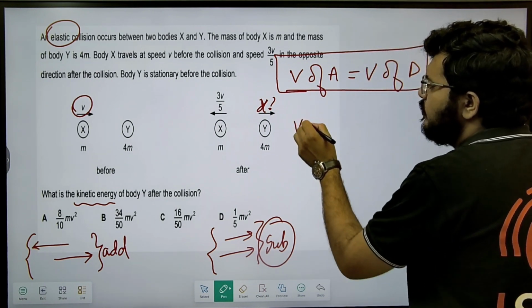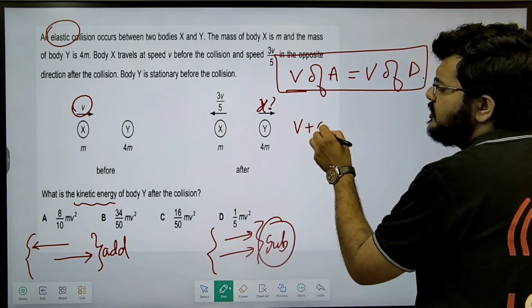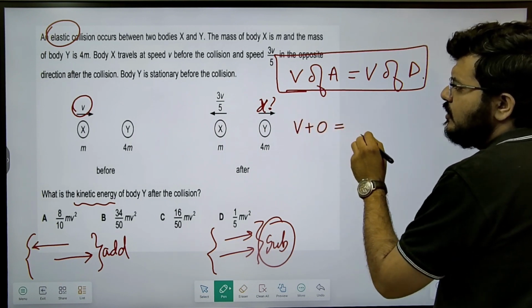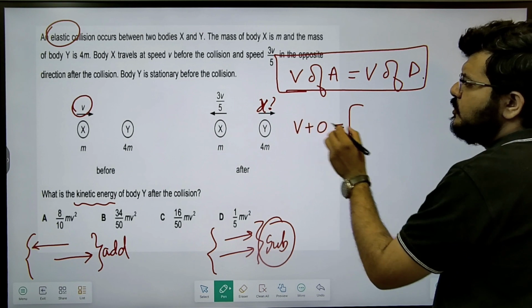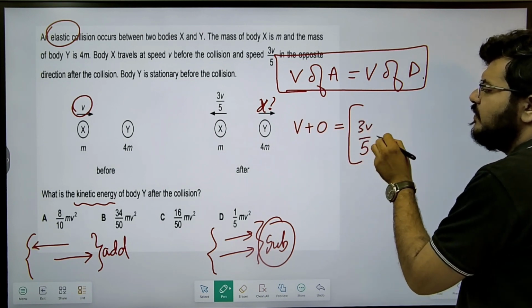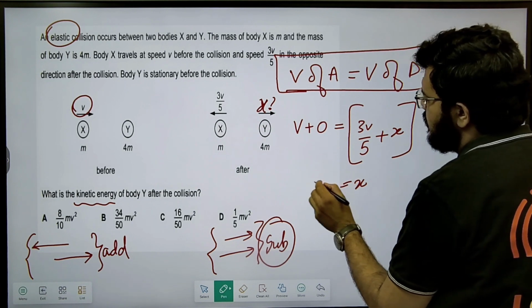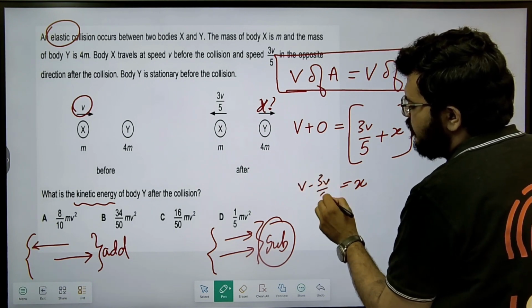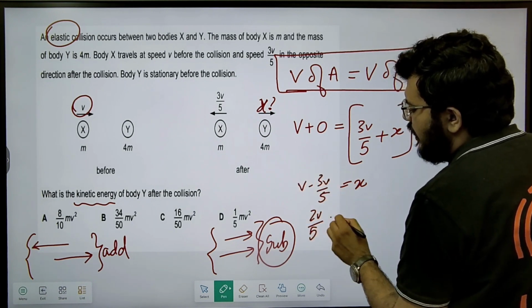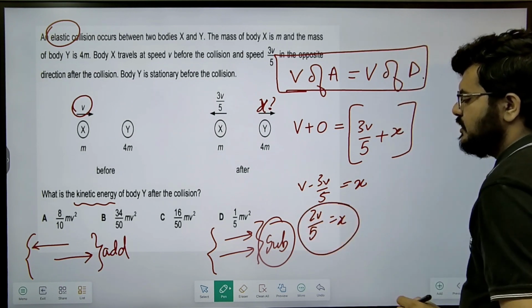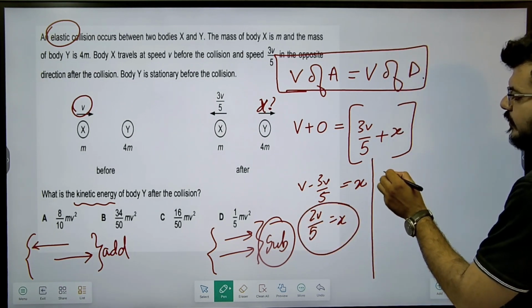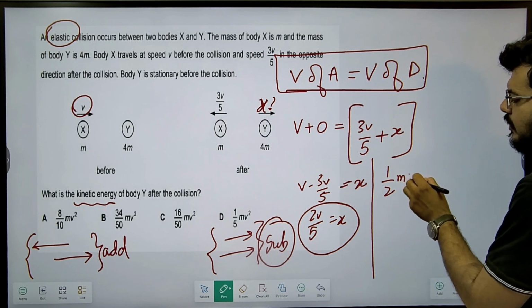So velocity of approach is v plus 0, right? But velocity of departure is in opposite direction. So 3v by 5 plus x. Quickly finding x will give me v minus 3v by 5, which is 2v by 5, is the value of your x. Now, simply kinetic energy is half m v square.